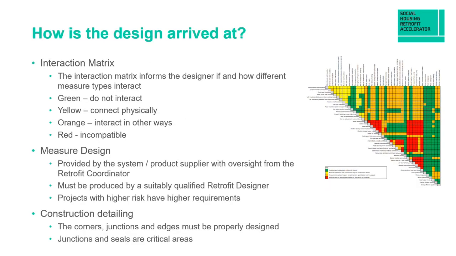So how does the designer arrive at the final design? And again, under PAS guidance, there's a useful interaction matrix, and that informs the designer if and how different measure types interact with each other. There's a scaled down version of the matrix on the right hand side of the slide there, but typically for green measures, that indicates that they do not interact with each other. If they're highlighted yellow, then they connect physically in some way on the property. If it's orange, they interact in other ways. And if it's red, then those measures are actually incompatible with each other, so they wouldn't be installed together on the property.